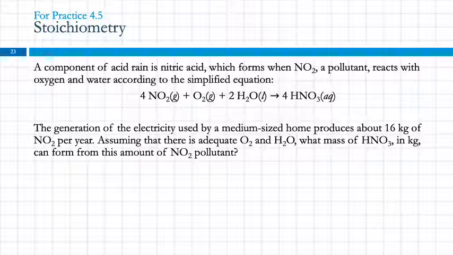There's one number in there, right? 16 kilograms of NO2. So in my balanced chemical equation, I'm going to write 16 kilograms under the NO2. And then the question is, what mass of HNO3 in kilograms? So HNO3 is over here. So question mark, and they want kilograms. And all those other words, just words, so many words.